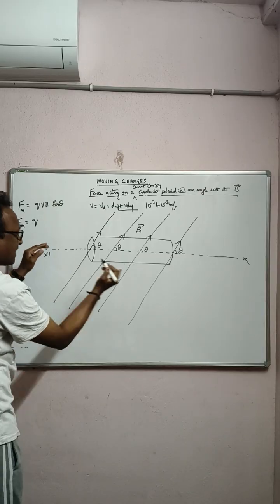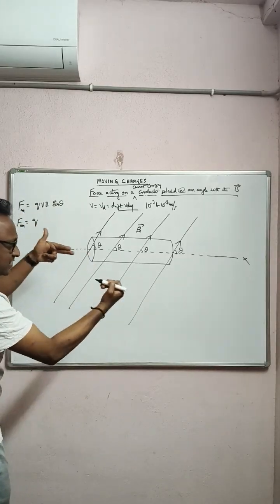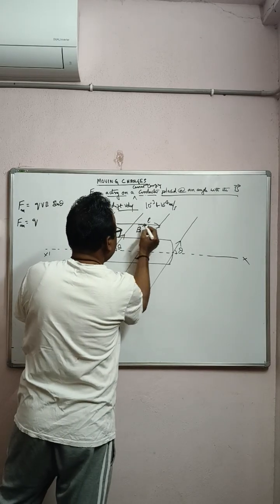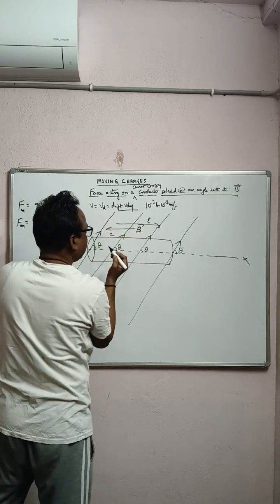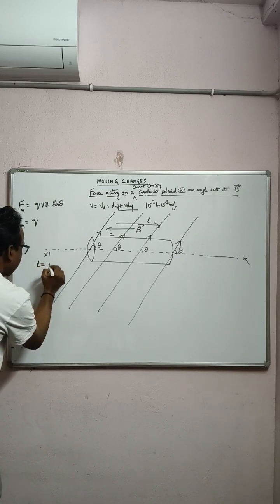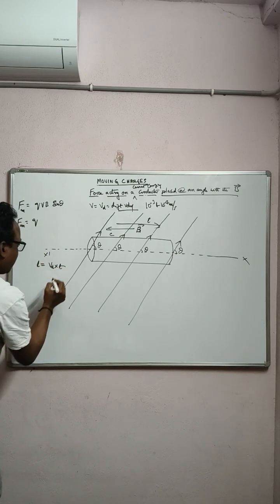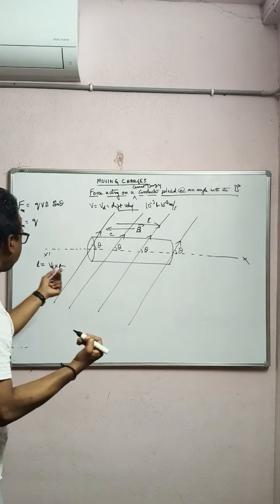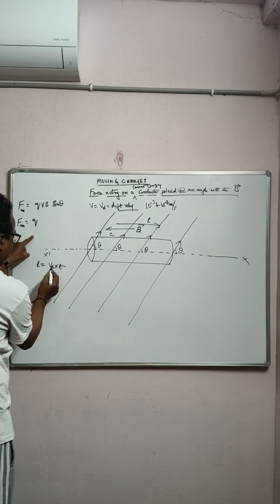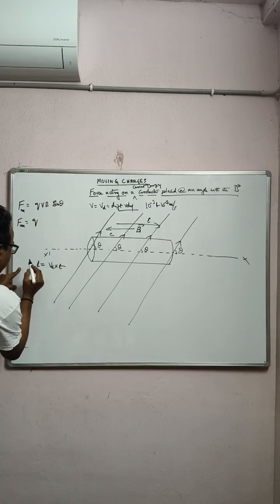Now what is drift velocity? Electrons move in the direction opposite to the current. Suppose this is the current direction; the electrons will be moving in this opposite direction. When they move, there is a displacement. Displacement is equal to velocity into time. The displacement of the electrons is equal to velocity into time, where the velocity is the drift velocity. So drift velocity into time is the displacement.